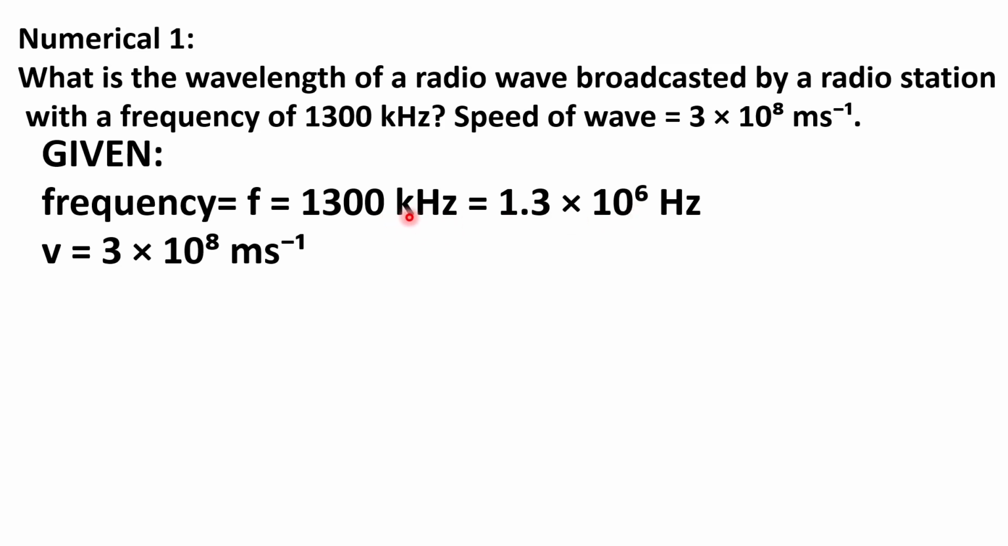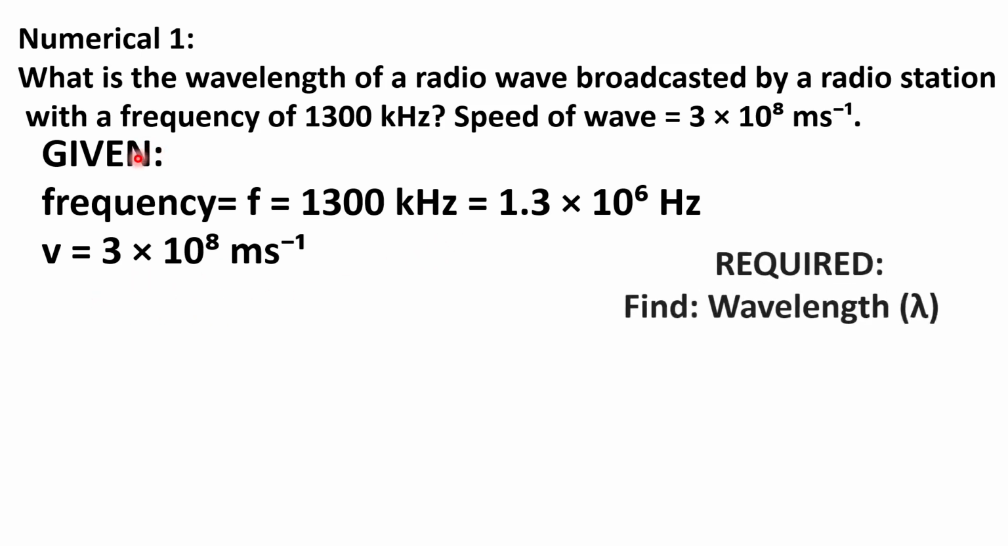How? Because kilo means 1000. So we will convert this kilohertz into hertz. So we will multiply this 1300 by 1000. So it will be equal to 1.3 × 10^6 hertz. And also speed of wave is given, which is equal to 3 × 10^8 meter per second, which is equal to the speed of light.